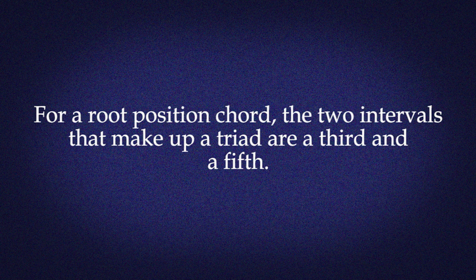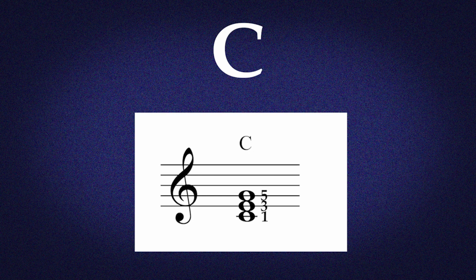For a root position chord, the two intervals that make up a triad are the third and a fifth. Looking back at our C major example, in root position it is spelled C, E, G. The first interval from the bass note C to the third E is a third.